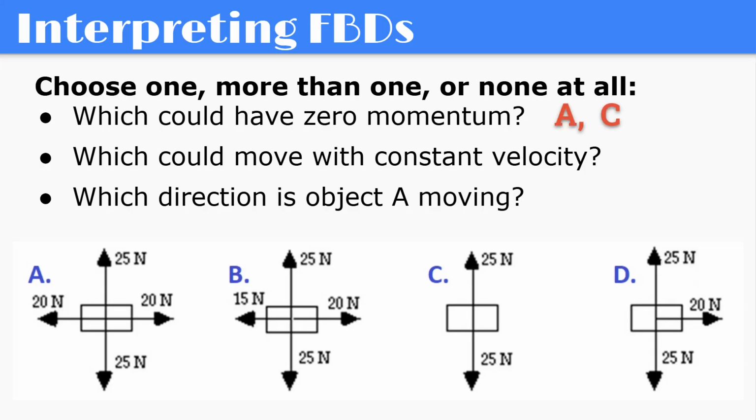They don't necessarily have 0 momentum. They could be moving. I don't know. If they are moving, they would have constant velocity, which means the answer to my next question is still A and C. Because if they were moving, those two would have constant velocity. They could be at rest or they could be moving with constant velocity.